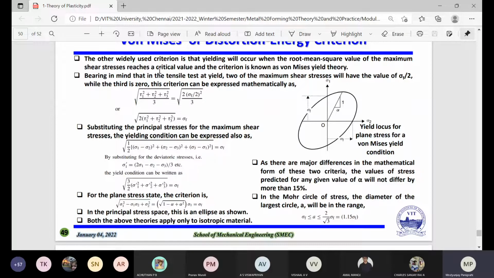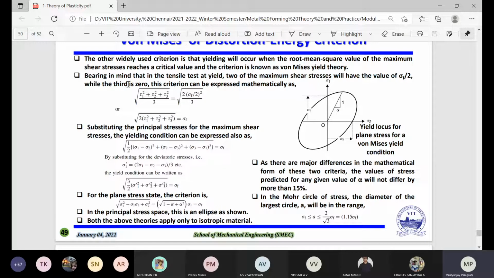The other widely used criterion is that yielding will occur when the root mean square value of the maximum shear stress reaches a critical value, and this criterion is known as the von Mises yield theory. So that means if you have the three shear stresses, tau 1 square plus tau 2 square plus tau 3 square divided by 3, and you take the root, it equals 2 into the flow stress divided by 2, square by 3.